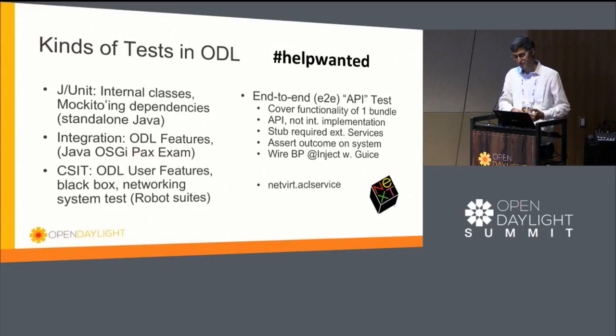There is a third level of tests, which are the CSIT tests, where we write tests not anymore in Java code, but we actually test functionality with robot suites. There was a session yesterday from a colleague of mine at Red Hat who presented this in detail, how he writes out robot suites and what we do with them today. This is different. This is black box testing of a virtual machine with an OVS running in it, complete setup.